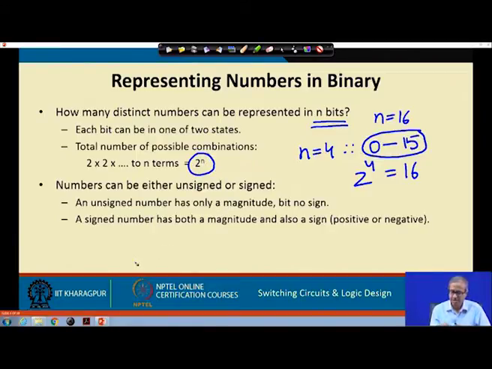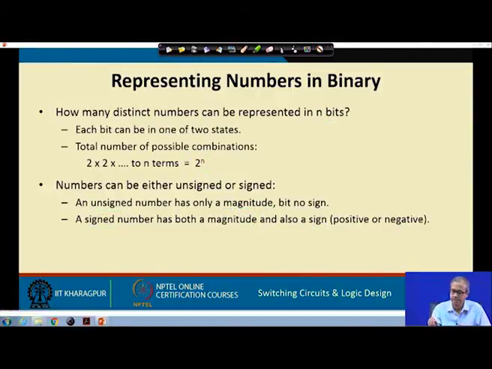Now, next question is how to incorporate sign in a number. Numbers can be unsigned or there can also be a sign associated with a number. An unsigned number will only have a magnitude, but no sign, but a signed number will have a magnitude as well as a sign, which will indicate that it is either positive or negative.